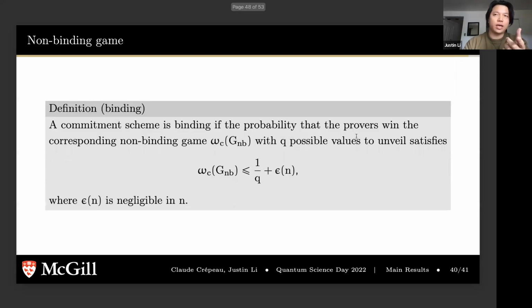And of course, if they are not cheating and they're running the protocol correctly, then they would not always be able to unveil that false value. So we say that the game is binding if for all the possible values that can be unveiled, they can only unveil it with certain probability.